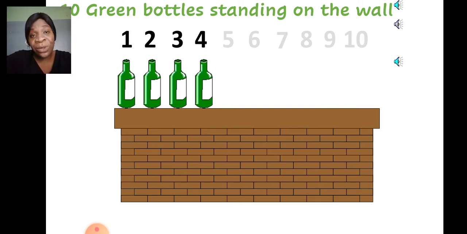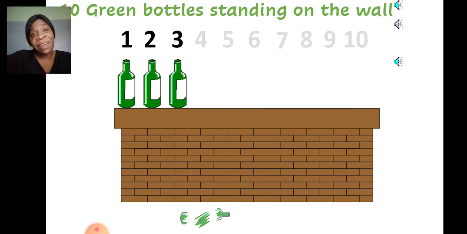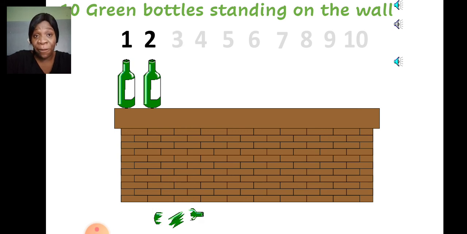4 green bottles standing on the wall. And if one green bottle should accidentally fall, there will be 3 green bottles standing on the wall. 3 green bottles standing on the wall. And if one green bottle should accidentally fall, there will be 2 green bottles standing on the wall.